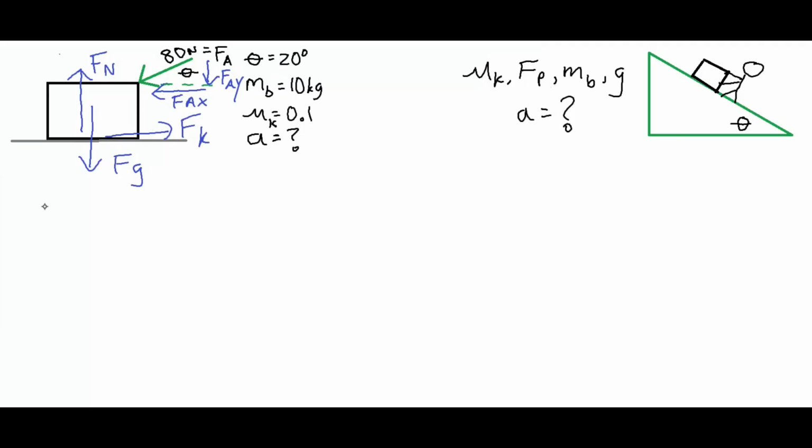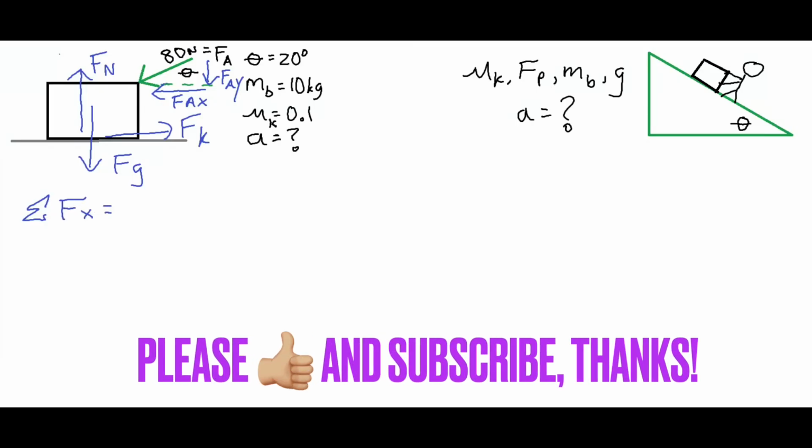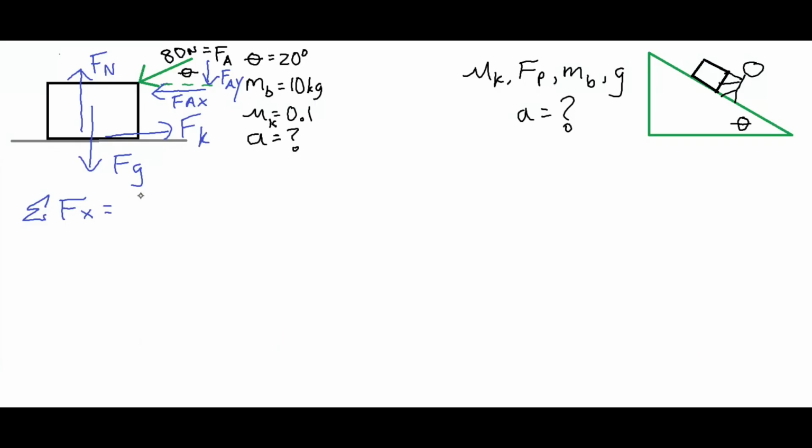Now what I want to do is analyze each of the axes separately. So I'm going to take a look at the sum of the forces in the x direction, which is also known as the F net x. Now in the x direction, I have FA, just the x component pushing it to the left. I'll call that my positive, and then I'll say my force of kinetic friction is opposing the slide. And we know that our net force is always equal to m times a.